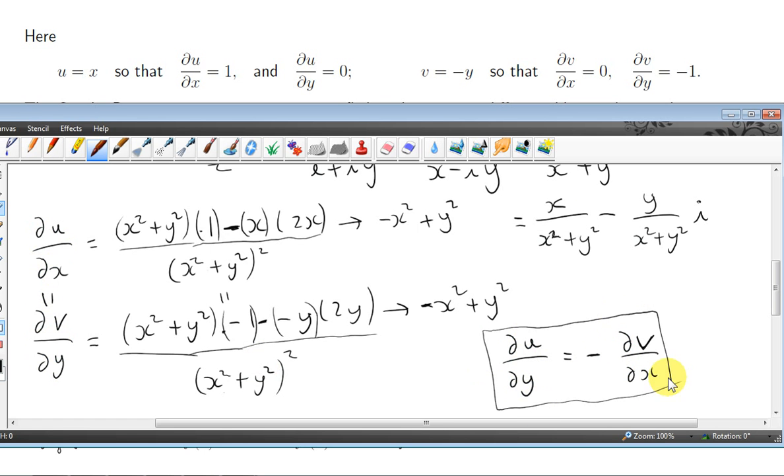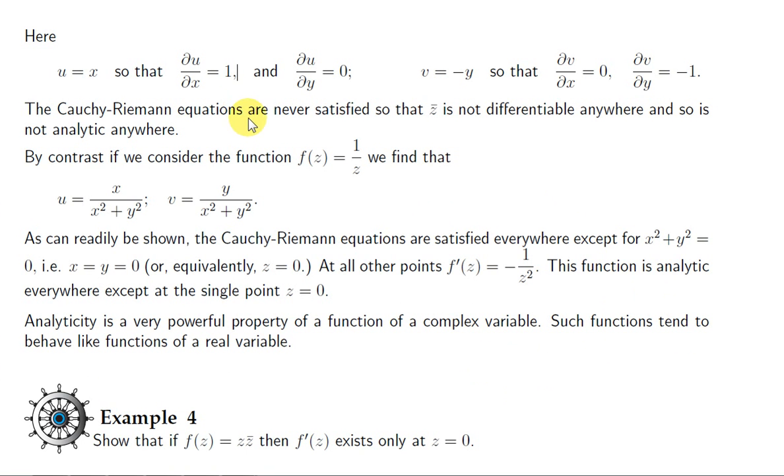I won't bother running through this. It's just more quotient rule, and it turns out that it's true. So both Cauchy Riemann equations are true everywhere for all x and y, except when both x and y are 0, because then we have division by 0 here, so we can't even get the derivative. Actually, the function is not even defined at 0. If both x and y are 0, then obviously z is 0, so the function isn't even defined at 0.